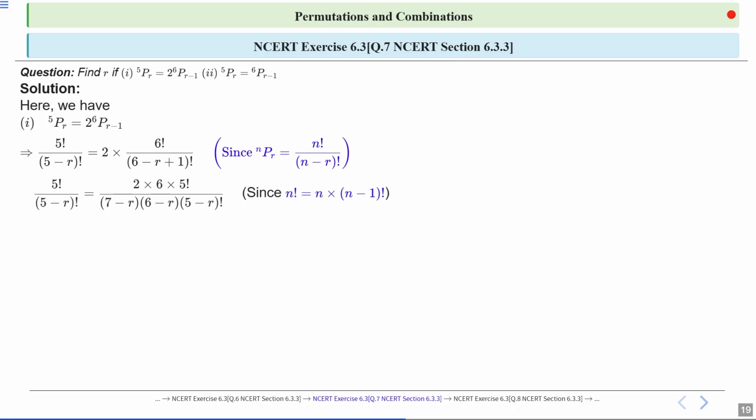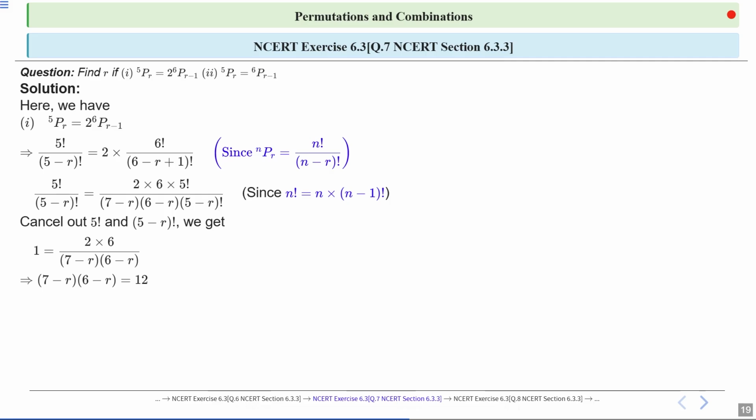Now we simplify the right side by expressing 6 factorial as 6 into 5 factorial, and this gives us 5 factorial upon 5 minus r factorial equal to 2 into 6 into 5 factorial upon 7 minus r into 6 minus r into 5 minus r factorial. Cancel out 5 factorial and 5 minus r factorial. We get 1 equal to 2 into 6 upon 7 minus r into 6 minus r.